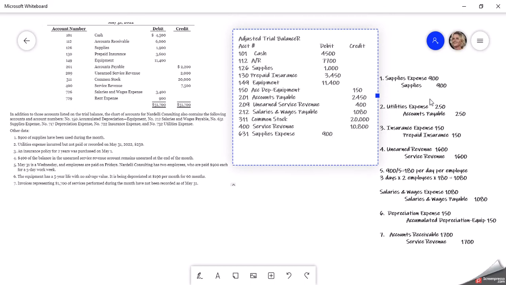Then we come down to 717, depreciation expense. And that is going to be what we recorded here, the $150. Then we have insurance expense. I'm looking at the accounts that they tell us we needed to add, and I'm looking at the numbers, so I'm just trying to go in numerical order. So insurance expense, if I look at my entry over here, was $150.